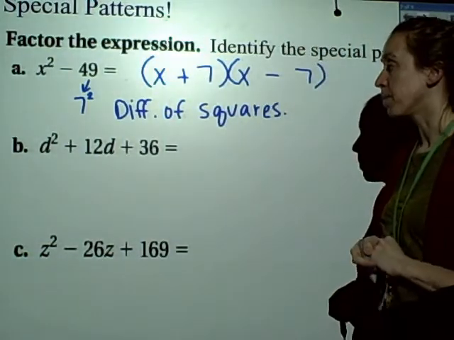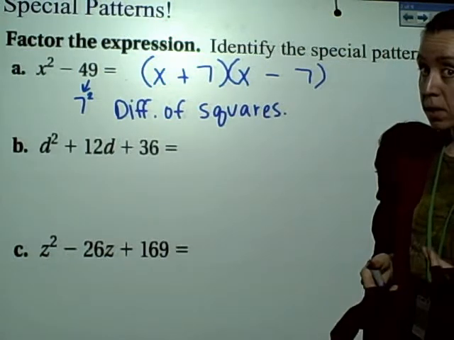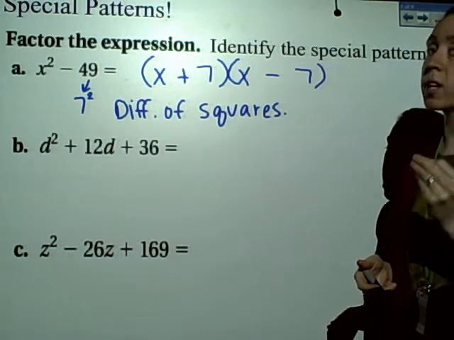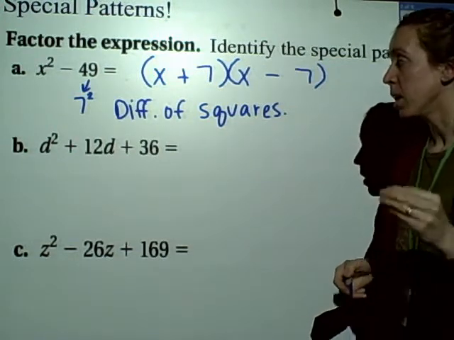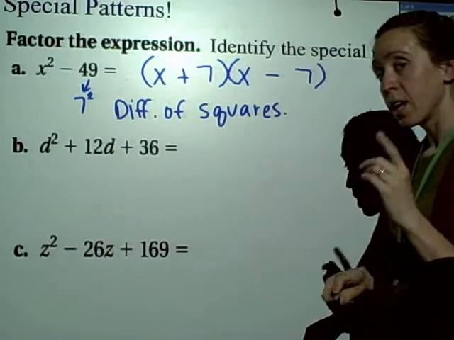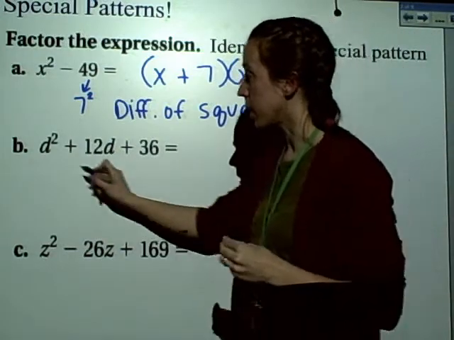Let's look at the second one. The second one, I have a middle term. However, I'm going to check for this next pattern. I want to see if it's a perfect square. If it's a perfect square, that means it fits this criteria.